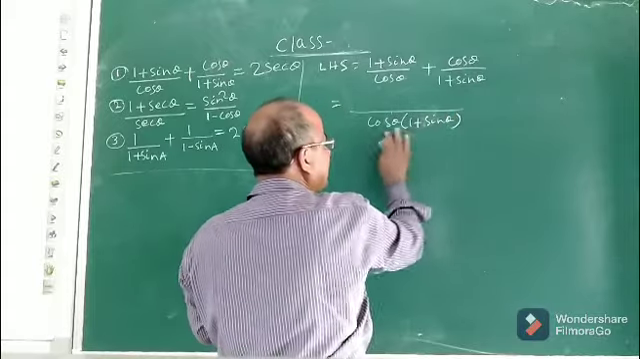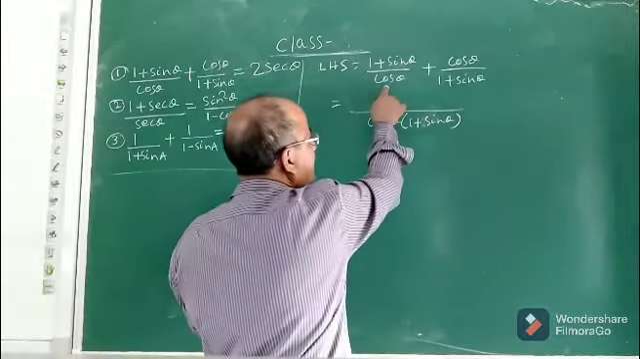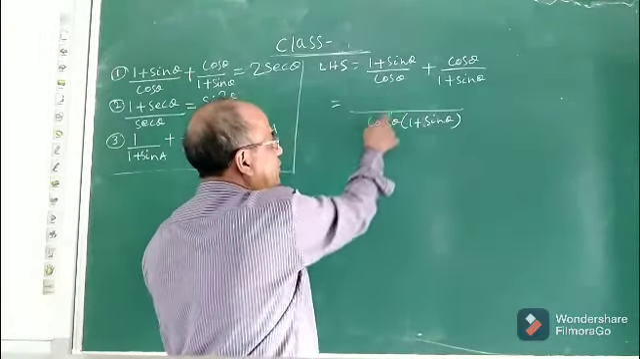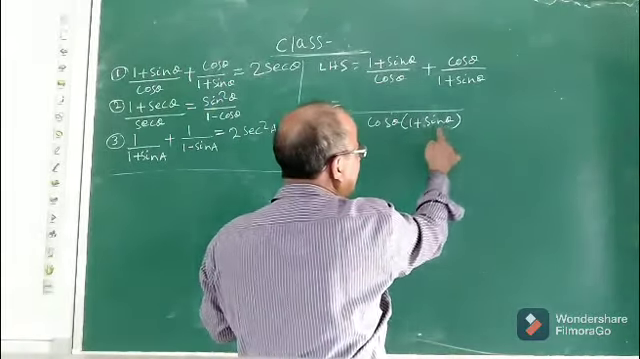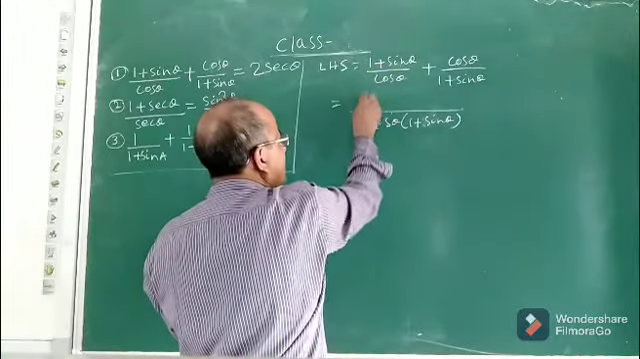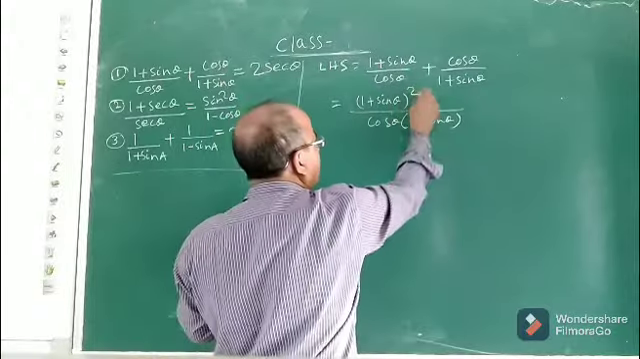Now after taking the LCM, you know how to add. First, you divide the LCM by the denominator, so that cos theta and cos theta will be cancelled. Now if cos theta is cancelled, what remains? This one will be left, 1 plus sin theta. Now this 1 plus sin theta will be multiplied by 1 plus sin theta, so it will become (1 plus sin theta) whole square.